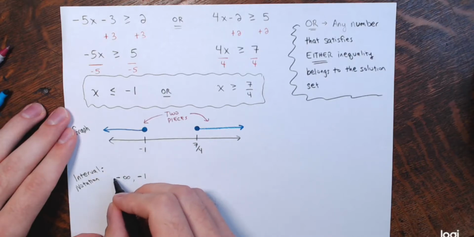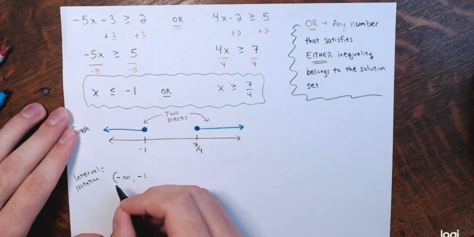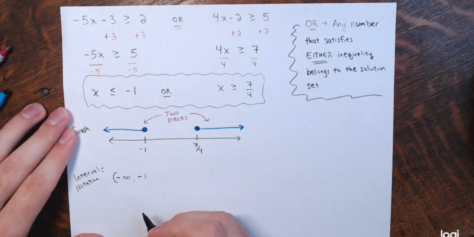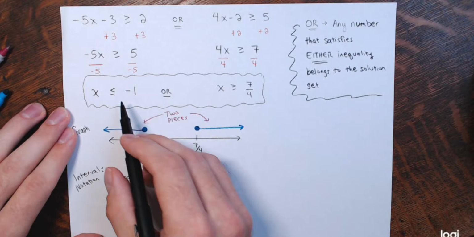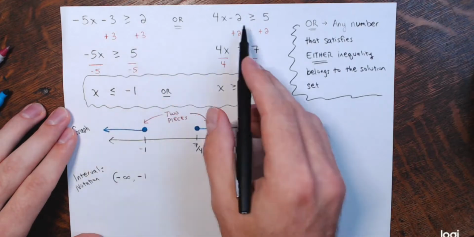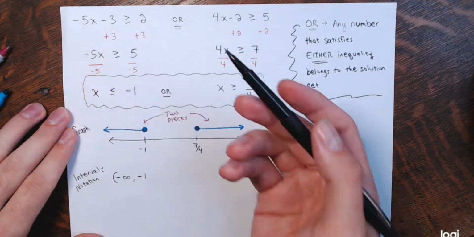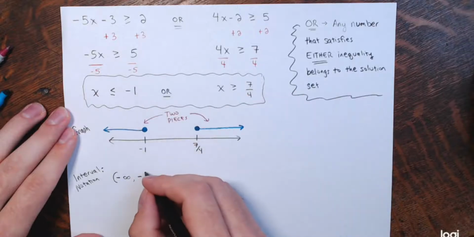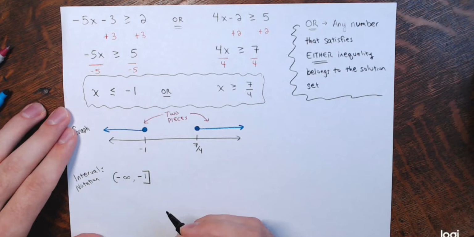Now on -infinity, there's always a parenthesis, because -infinity is not a number. And we stated -1 is a solution of this compound inequality, because it satisfies at least one of them. It satisfies the first one. So I put a bracket. Remember, rectangular brackets go on numbers that are solutions.